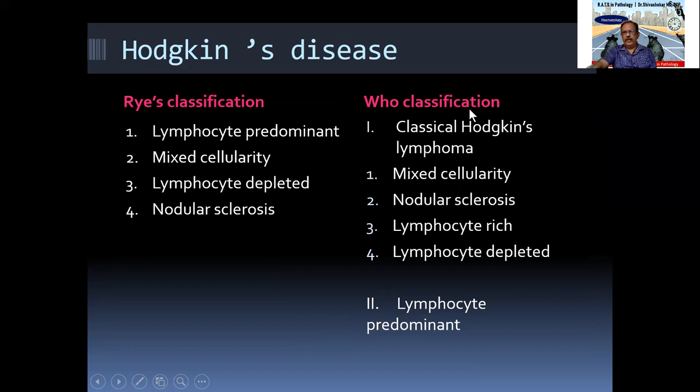Then there is a WHO classification. Here also it is the same. There is a classical Hodgkin's lymphoma. There can be mixed cellularity, nodular sclerosis, lymphocyte rich and lymphocyte depleted. So this is one set of tumor. There is another one totally called lymphocyte predominant. Probably this has got a slightly different way of behavior. So lymphocyte predominant has been taken separately. So both these classifications I would like you people to memorize. You'll have to write in your exam.